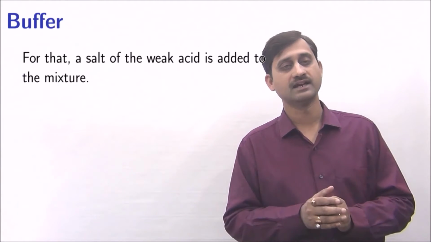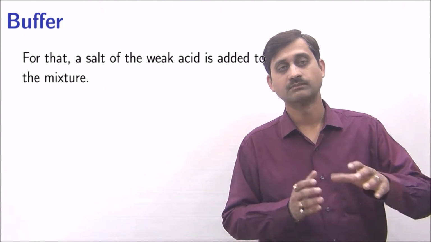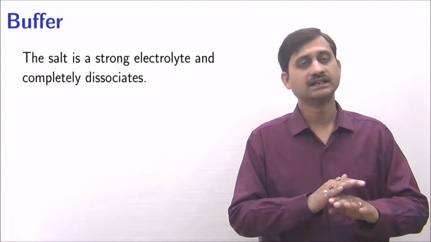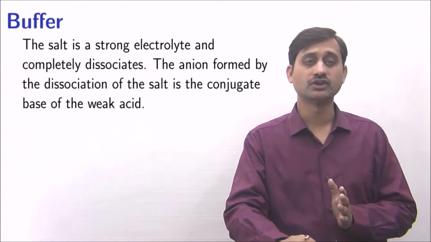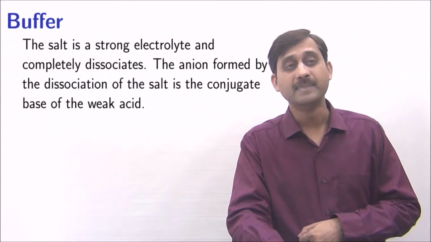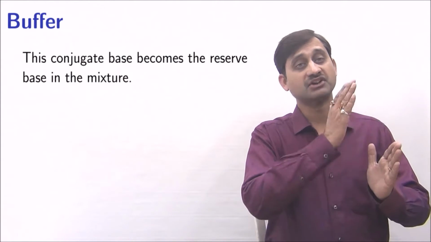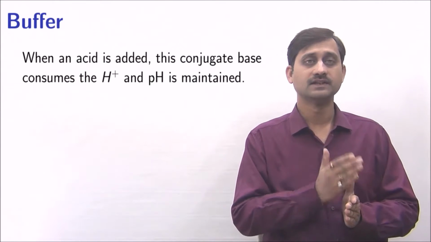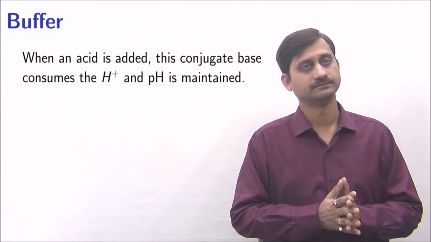Now, if we add the salt of the weak acid to the weak acid, we have something else. The salt is a strong electrolyte and completely dissociates. The anion formed by the dissociation of the salt is the conjugate base of the weak acid. This conjugate base becomes the reserve base in the mixture. When an acid is added, this conjugate base consumes the H+ and the pH is maintained.